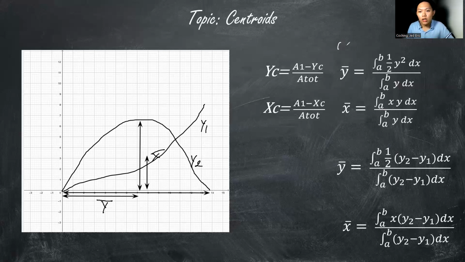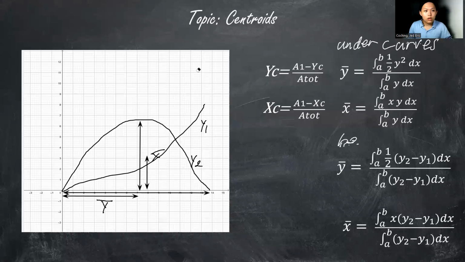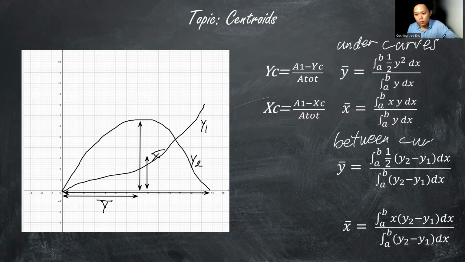So this is for under curves, and this is for between curves. Wait, it's glitching. So this is between curves. Okay, now let's get an example.